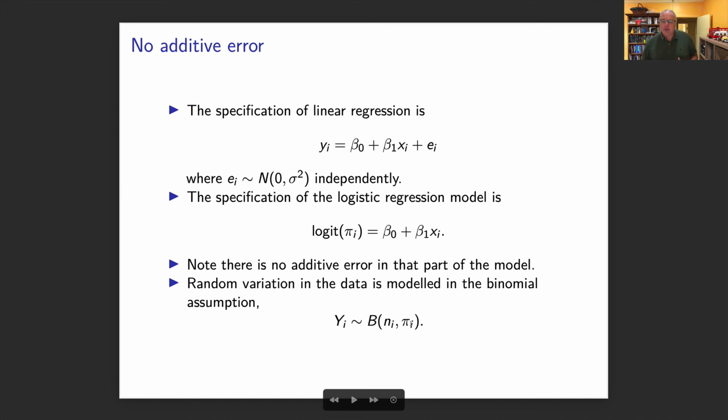We've modeled the probability, but you know with a binomial, if the probability was say 0.5, sometimes you can get half of them, sometimes less than half, sometimes more. So that's where the random variation is. It's not an additive error term. It's built into the actual definition of the distribution we're using.